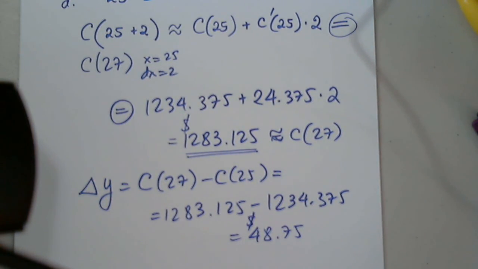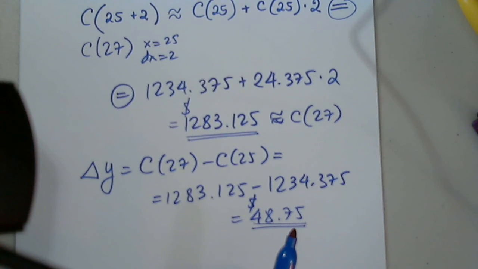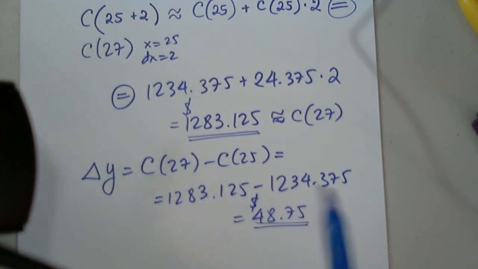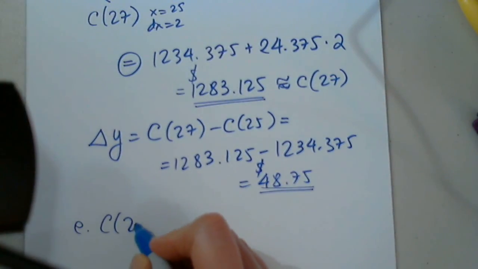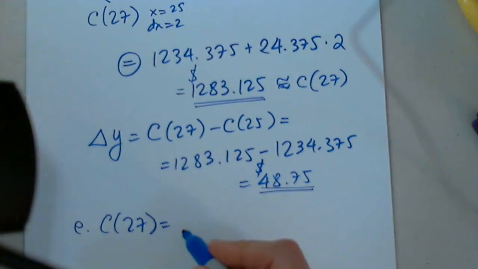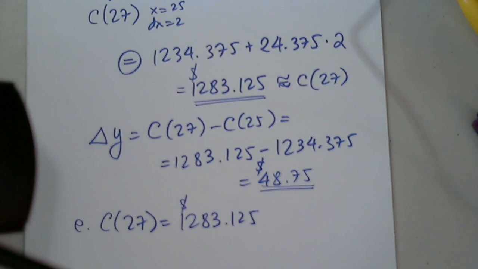Final question. Use the answer from part D to predict the cost of 27. So there is no need because I already used it. I don't know why they're asking this again. So the cost for 27, we already determined that, 1283.125. Any questions?